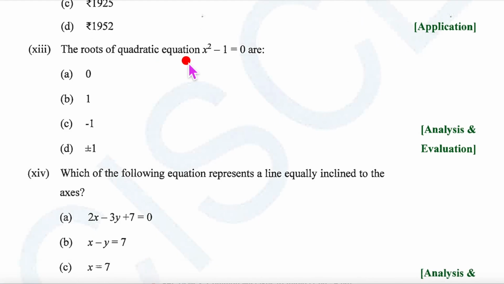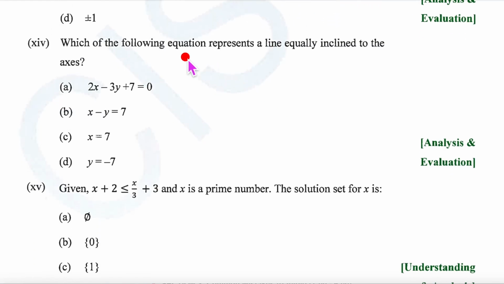The roots of the quadratic equation x square minus 1 equal to 0 will be given by x plus 1 into x minus 1 equal to 0. So I'll get it as plus or minus 1. Let's move to the next one.